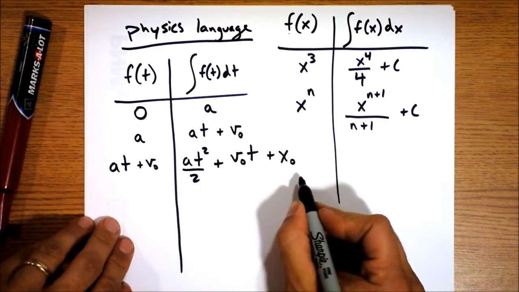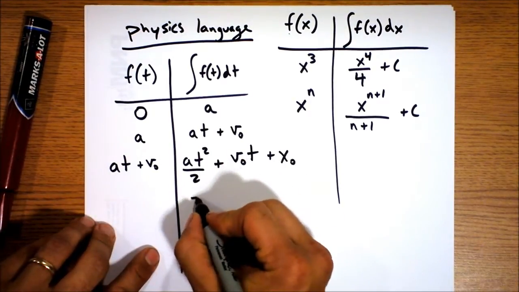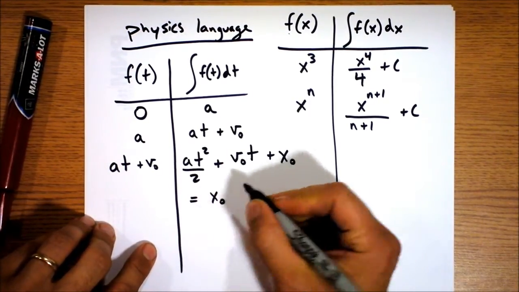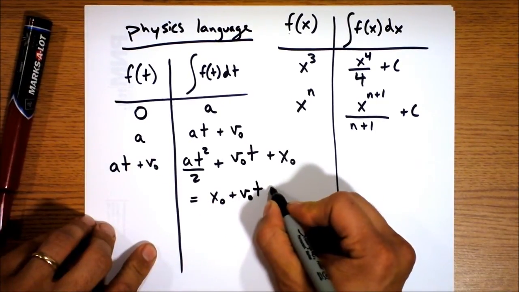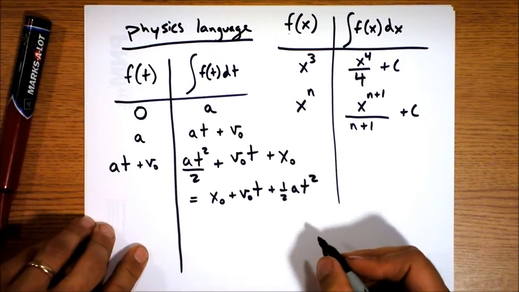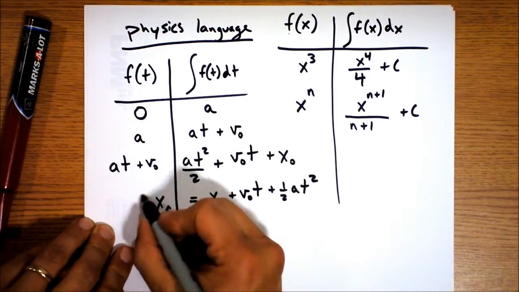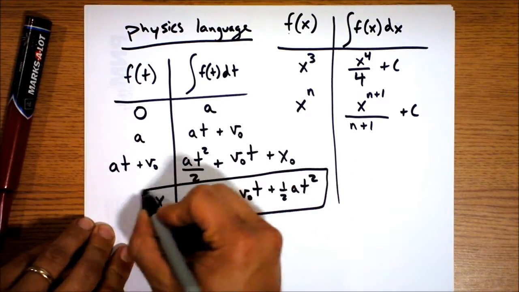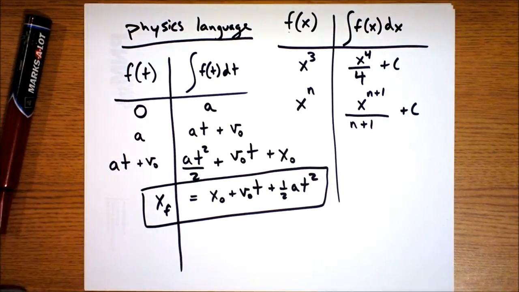I'm just going to write these slightly differently. I'm going to write it as x0 plus v0 times t plus 1/2 a times t squared. Boom! This is the final position. We have simply derived the classic kinematic equation. That's a good place to stop.